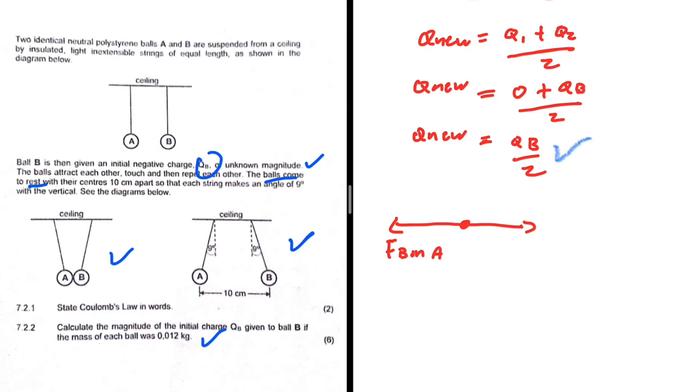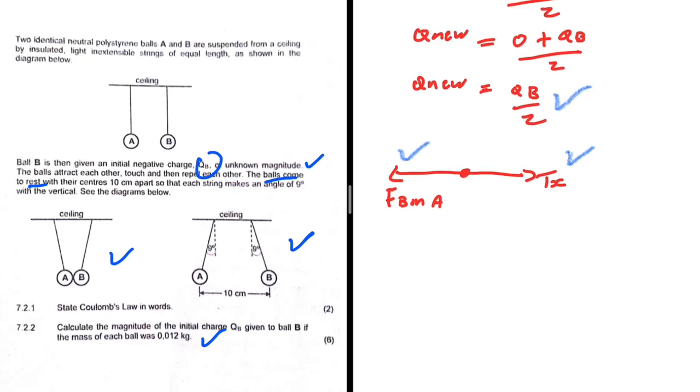So let me not just say the tension, but rather the X component of the tension. So this is what we have. We have F_B on A being equal to Tx, the X component of the tension. We can also use sphere B. We'll still get the same answer, so you don't have to worry about that. Right, so that is the situation we have, and that is what is going to allow us to find our answer.